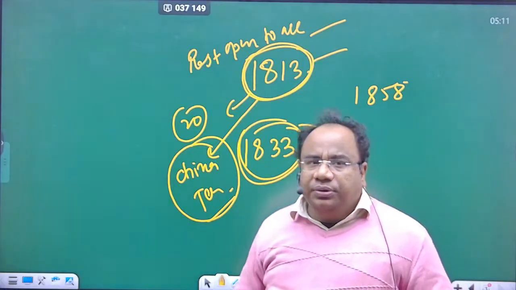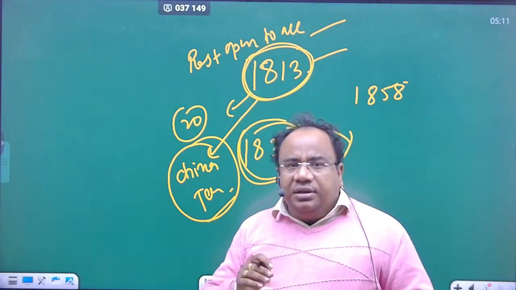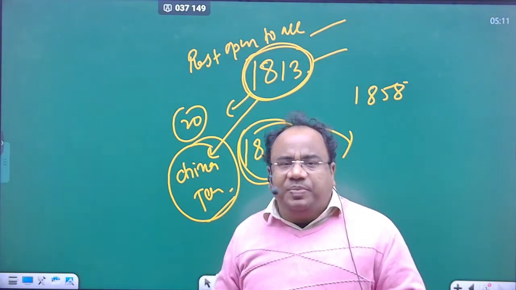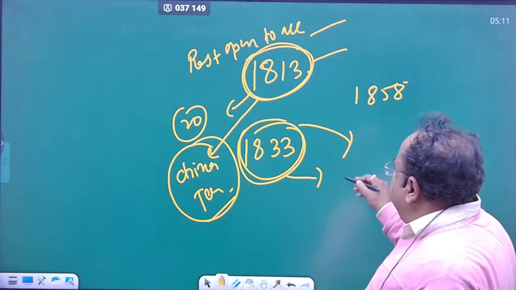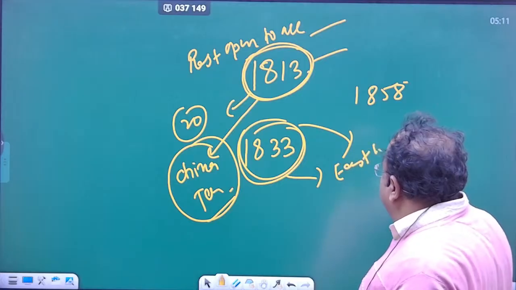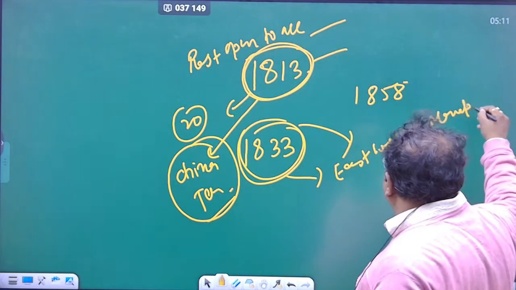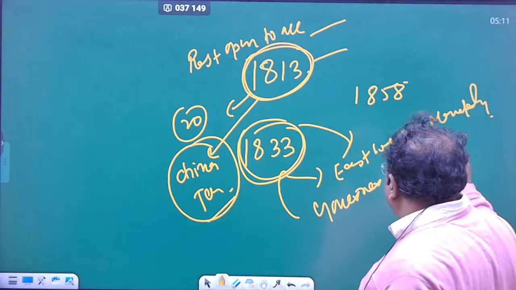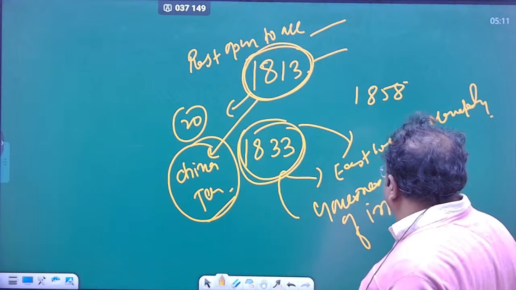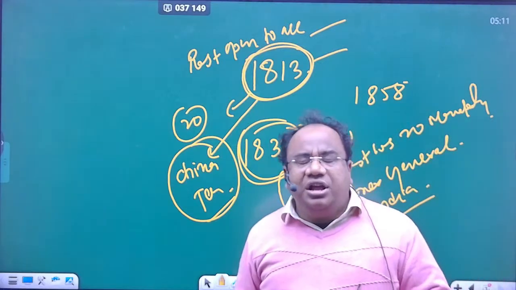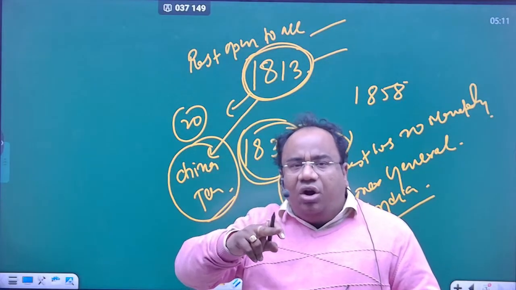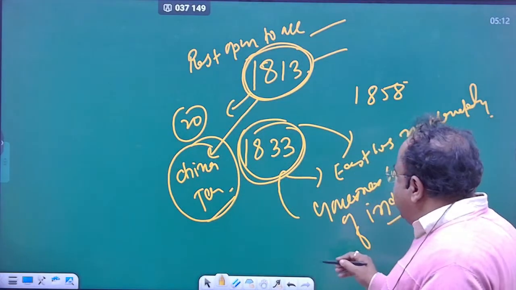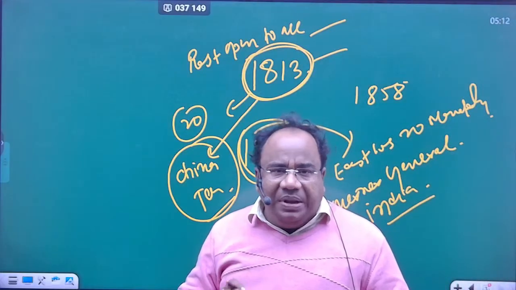1833 Act. By this act, the East India Company monopoly was completely ended by the Act of the British Parliament, and the East India Company had no monopoly in trade. It was open to all, and now the Governor General of Bengal became the Governor General of India. Earlier it was Governor General of Bengal, now Governor General of India, and the first was Lord William Bentinck.